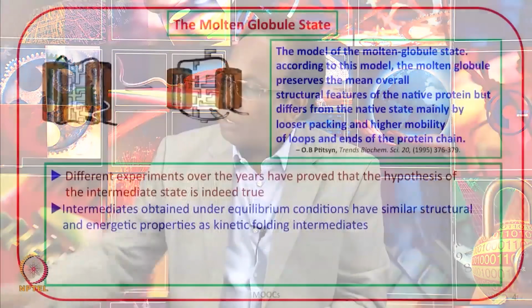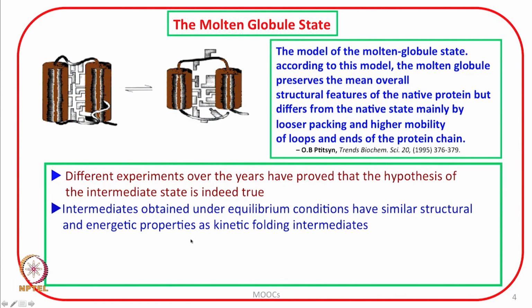Direct application of calorimetry can give quantitative information. We will discuss how that information can be achieved in today's lecture. Let us take a look at the next comment. Intermediates obtained under equilibrium conditions have similar structural and energetic properties as kinetic folding intermediates.